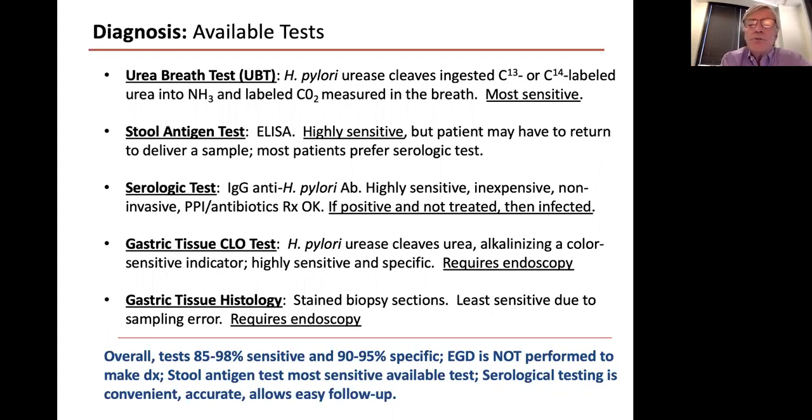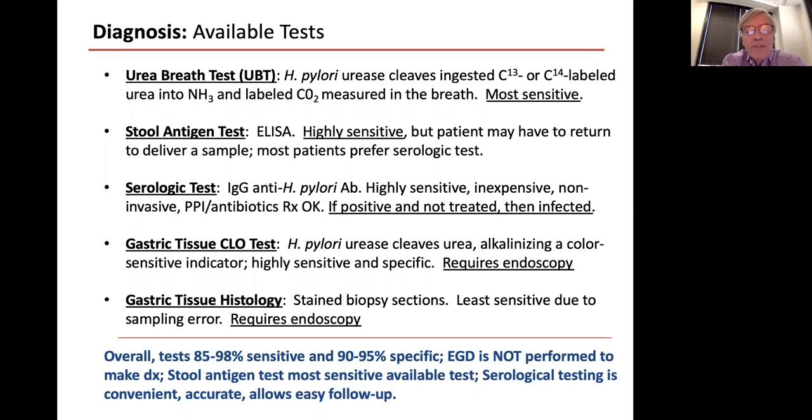The disadvantage of this stool antigen test is that patients have to return to deliver a stool sample. And in fact, in my experience and my colleagues' experience, most patients prefer a serologic test to bringing back a stool sample. The serologic test, or the IgG anti-H. pylori antibody test, is highly sensitive, it's inexpensive, it's non-invasive, and you don't have to stop PPI or antibiotics. And if someone is positive with a serologic test and has not been treated with antibiotics, then that person, by definition, is infected.